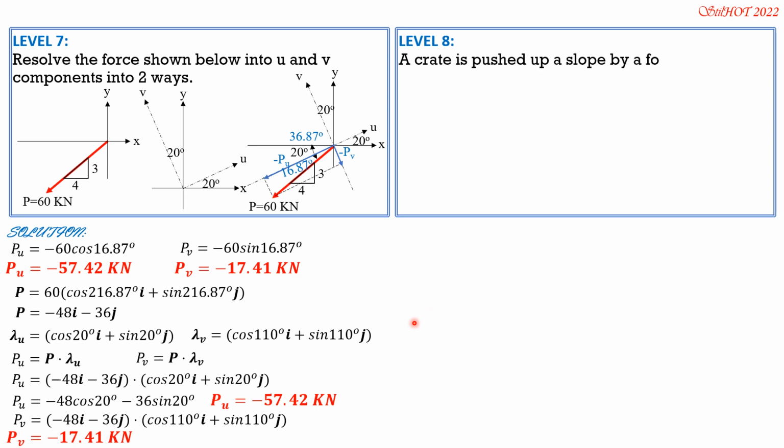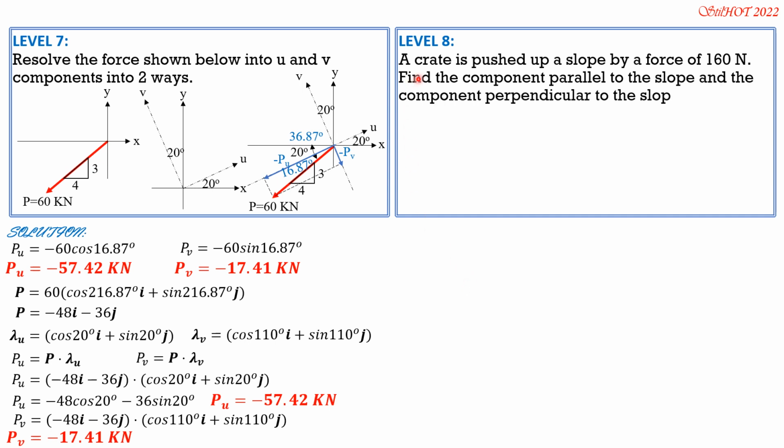Level 8 problem. This is the last problem for the basic part. A crate is pushed up a slope by a force of 160 newtons. Find the component parallel to the slope and the component perpendicular to the slope. So here is the given figure. Solution. So this is 20 degrees.